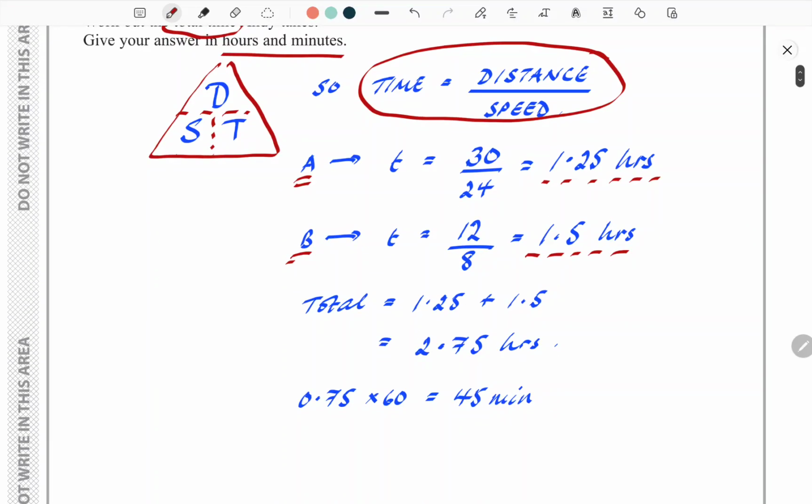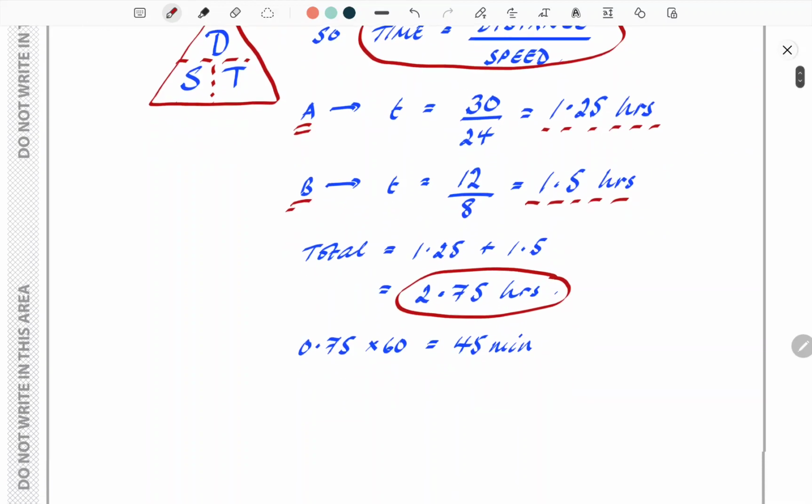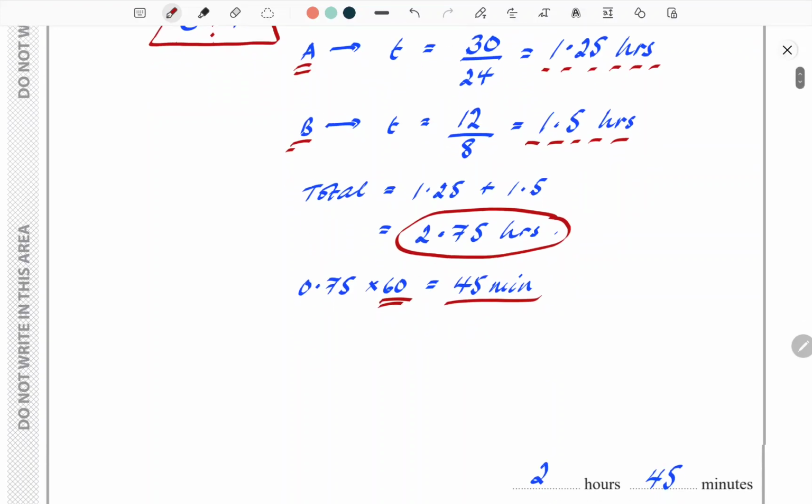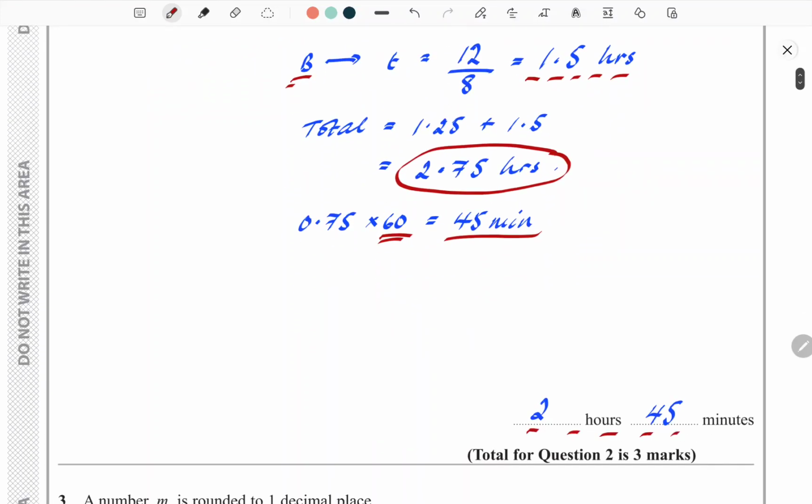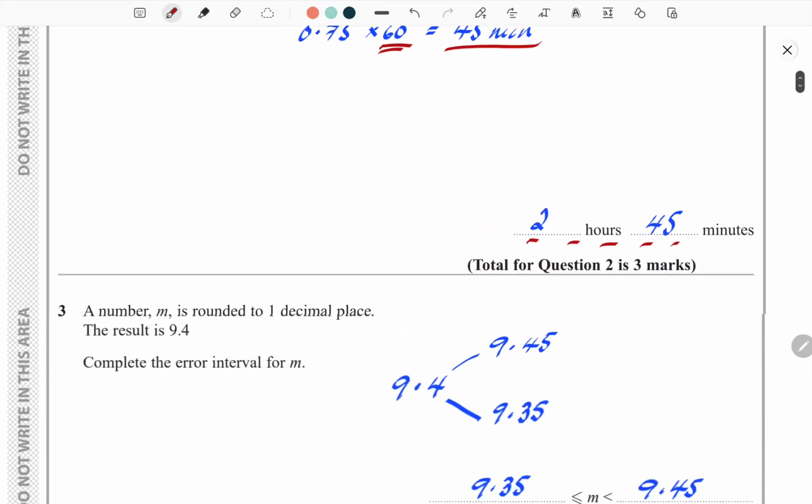So the total time, adding those two, 2.75 hours, all right? So 2 hours, obviously we're okay with that. The 0.75 hours needs to be converted into minutes. So remember, 60 minutes in an hour, 0.75 times 60 equals 45 minutes. All right. So the total time, 2 hours and 45 minutes.